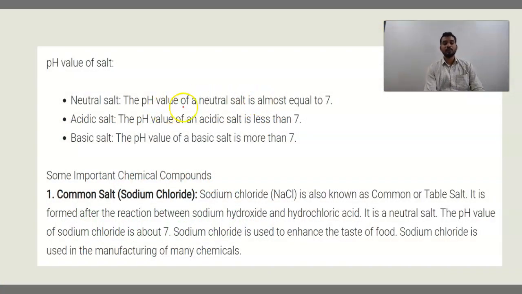The pH value of a neutral salt is almost equal to 7. The pH value of an acidic salt is less than 7. A basic salt is more than 7. Now we are going to discuss some important chemical compounds such as common salt, that is called sodium chloride. Children, you can expect one preparation also.